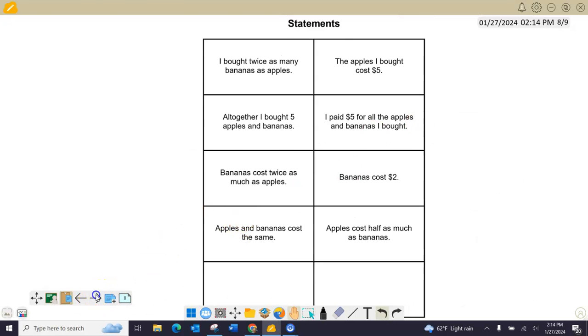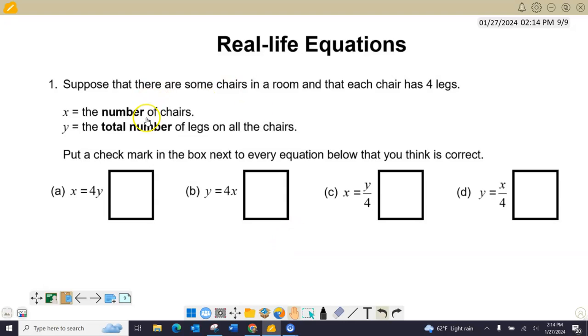Real quickly, if we came back and saw this, the total number of legs on the chairs, which equations would work out? B would be correct right here. The total number of legs is the same as 4 times the number of chairs there are. And which one of these two? It's going to be C. Yes, so we can read this as the total number of chairs would be the same as if we took the total number of legs and divided it by 4. That would tell us how many chairs there are.